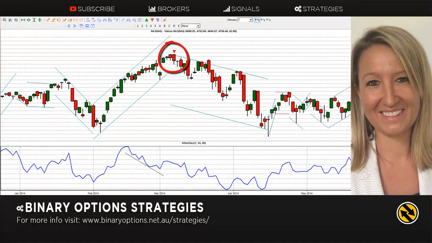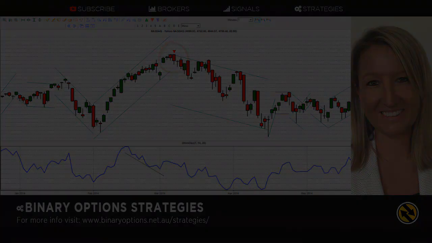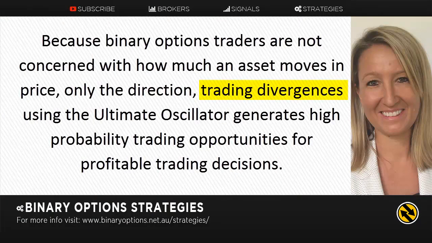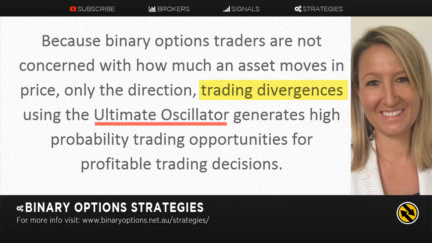Because binary options traders are not concerned with how much an asset moves in price, only the direction, trading divergences using the ultimate oscillator generates high probability trading opportunities for profitable trading decisions.